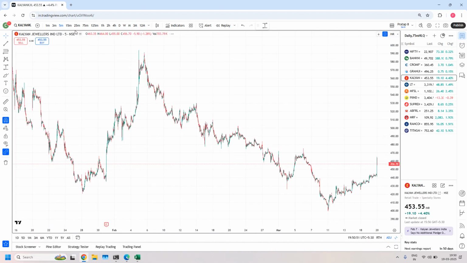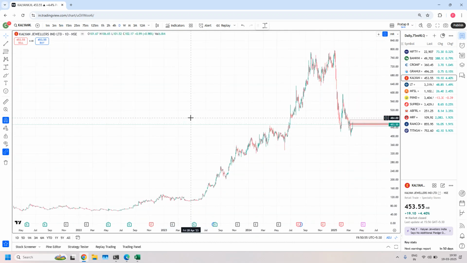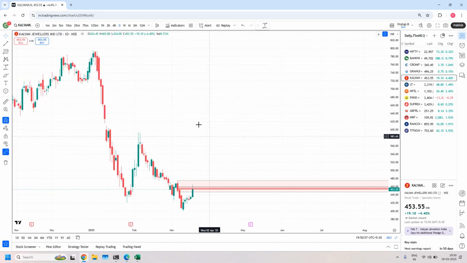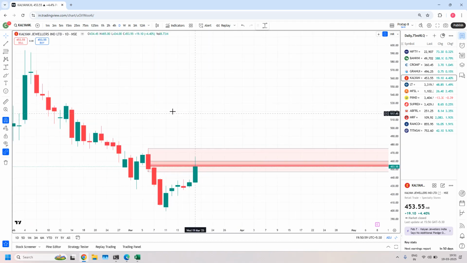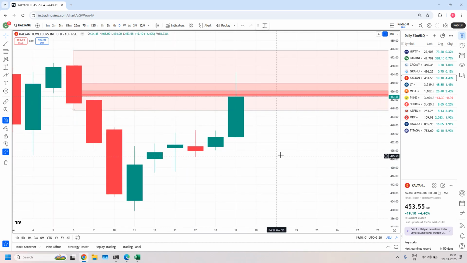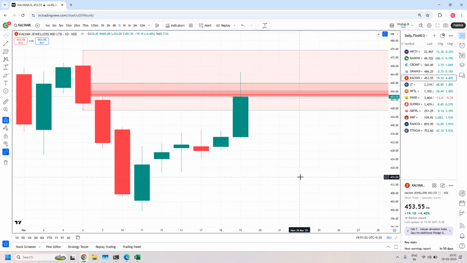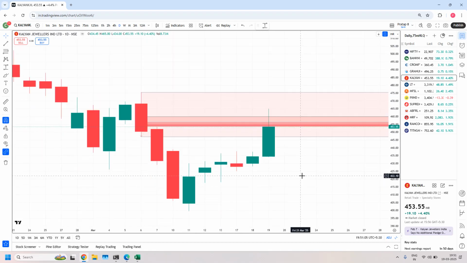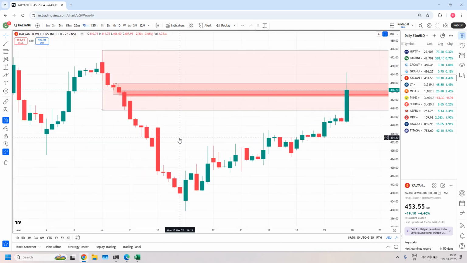Next one, Kalyani Jewelers. This is a daily high liquidity zone, and this zone is violated in the last 10 minutes of the trading session. A last 10 minutes violation we don't consider. The last half an hour we are not considering for our intraday trading point of view. So this is a 75-minute zone.